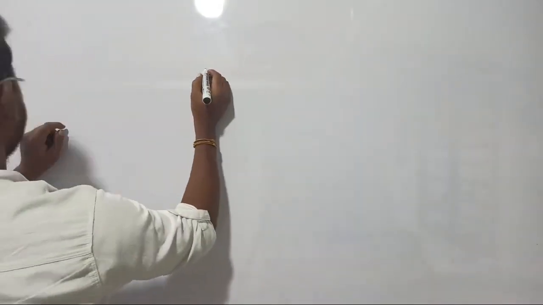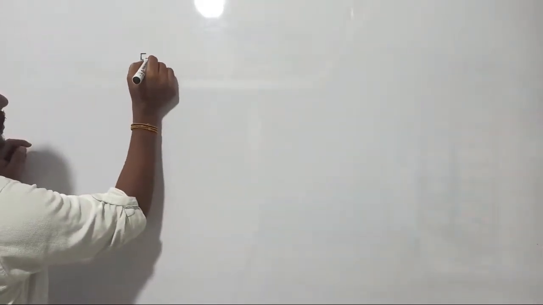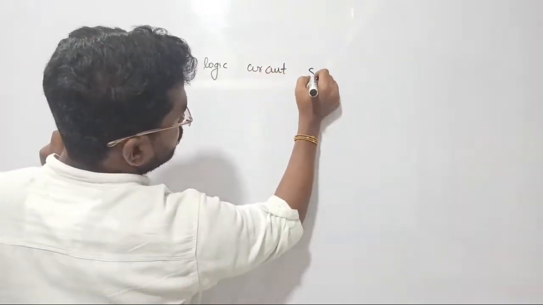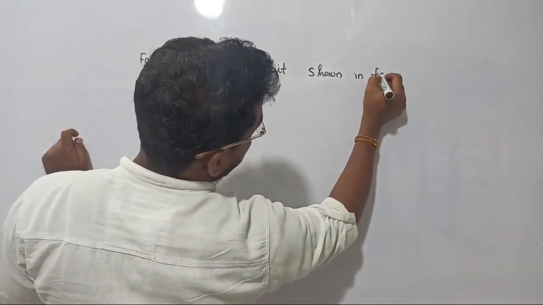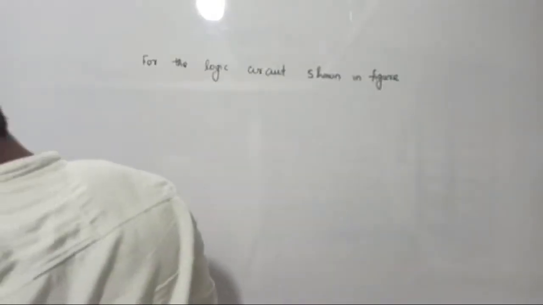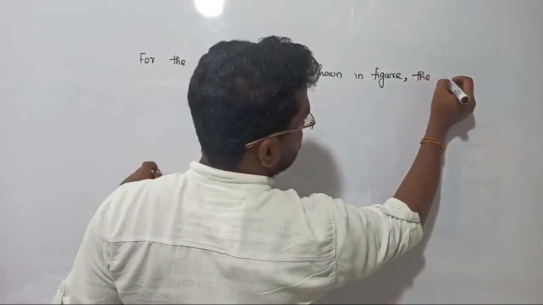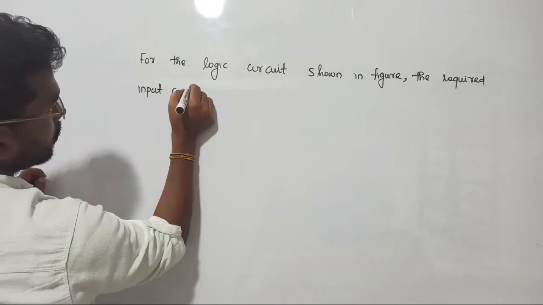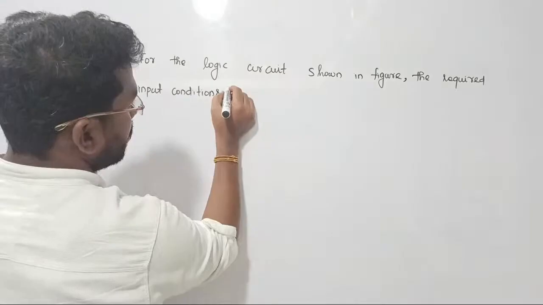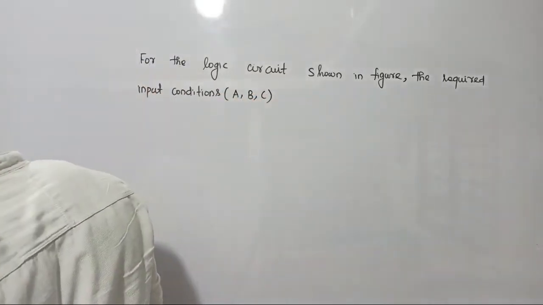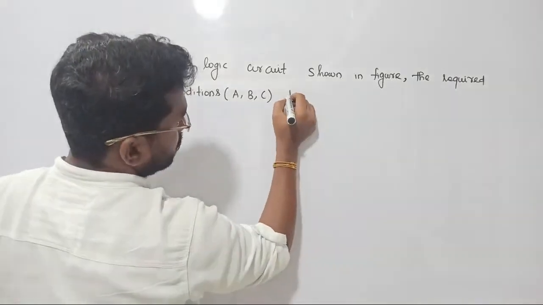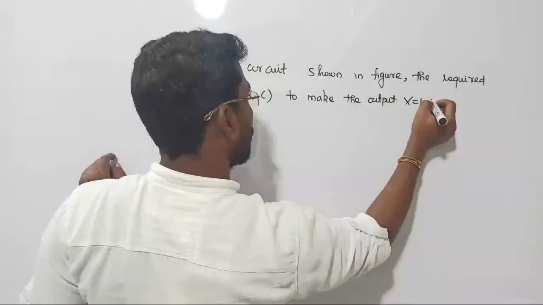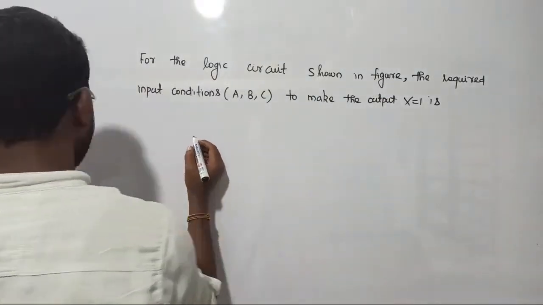Yeah, let us take the next question. First, write down the question. For the logic circuit shown in the figure, the required input conditions A, B, C to make the output X equal to 1 is, and they have given the diagram. Yeah, let me draw the diagram first.